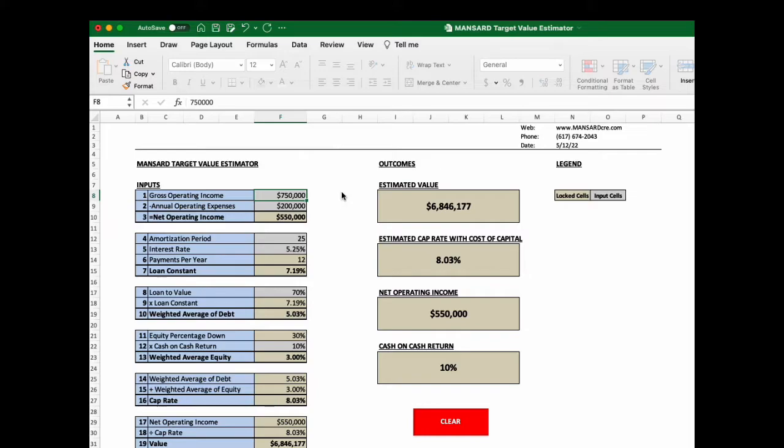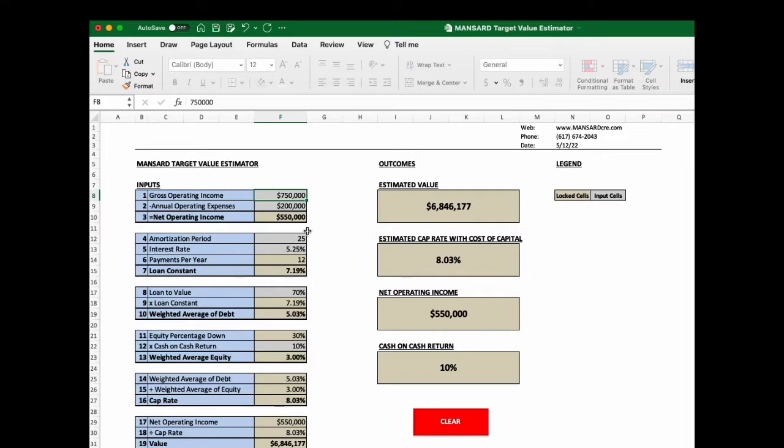That's how pretty much every piece of commercial real estate is bought, unless it's a cash deal and you're not going to a lender. You're going to borrow some funds and use debt and equity to purchase. What this tool allows you to do then is to say, okay, at $6.8 million at an 8.03 cap, assuming the net operating income is $550,000, I can get a 10% cash on cash return at that cap rate.